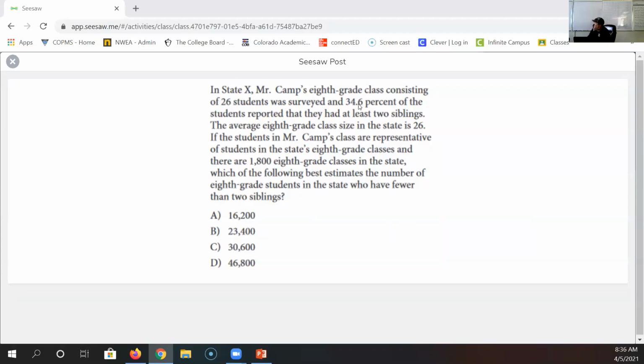26 and 34.6%, that is going to be huge because that gives us our benchmark. We don't really care that the average eighth grade class size in the state is 26. We just know that there are 1,800 eighth grade classes. Okay, or I guess the state is 26. So as long as those two add up, he has 26 in his class. The average in the state is 26. Okay, we can use this information to help give us a pretty decent estimate.